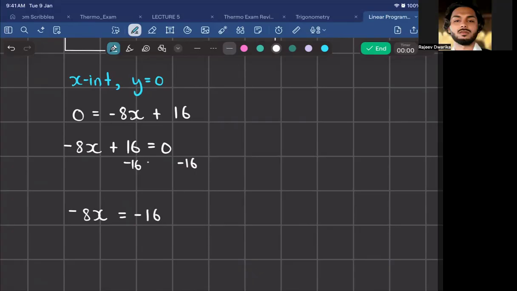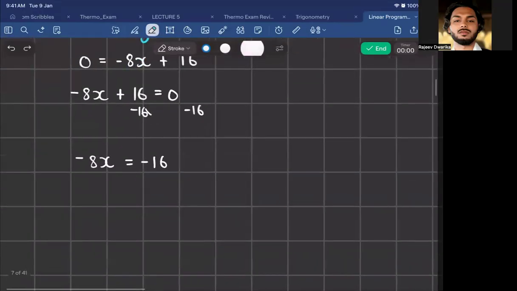Right. So do you prefer this method as opposed to moving it across? Yes, sir. Okay. So to get rid of plus 16, it means you had a minus 16 on both sides. So it would cancel off here and it would give you minus 16 on your right-hand side. There's another way to think about it. So you're going to end up with minus 8x is equal to minus 16.